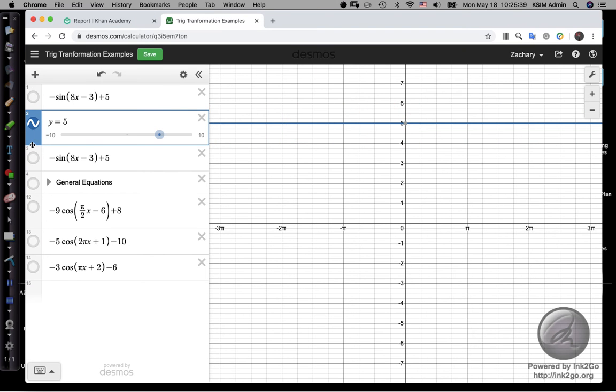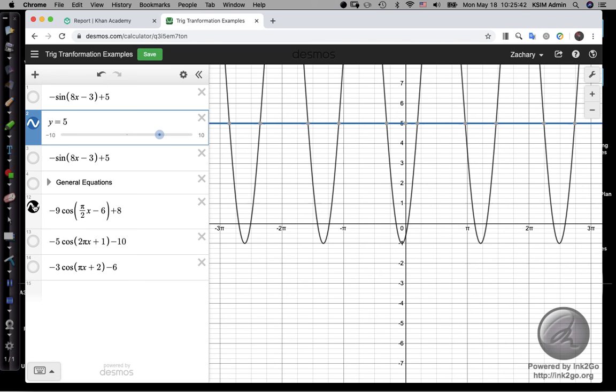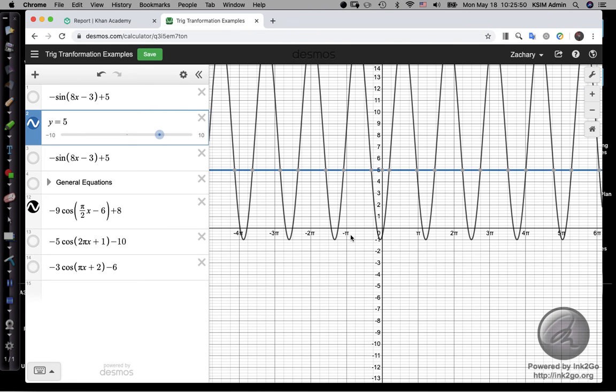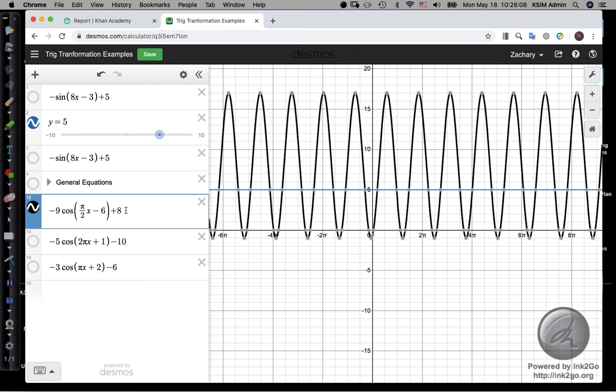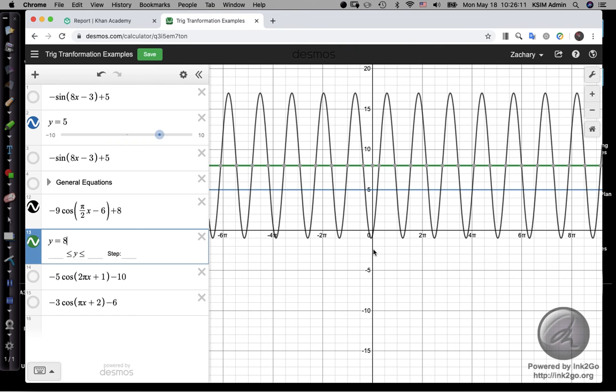Here's each one of these functions. They're being transformed in different ways. This -9 is flipping the trig function over and increasing the amplitude. We can see that it now goes up 9, down 9, so it's all spread out. Pi over 2 is the shift in frequency, so we see that it's occurring a little bit more quickly. And -6 means we've shifted to the right. That's the horizontal or phase shift. And finally, for the center line, y equals 8, we've shifted this thing up from 0 to 8. That's where the midline of that function is.